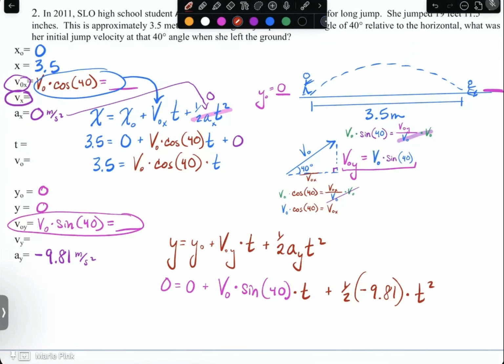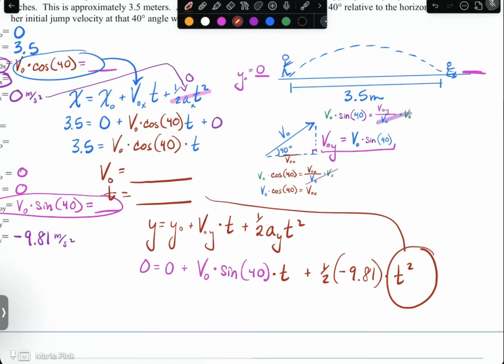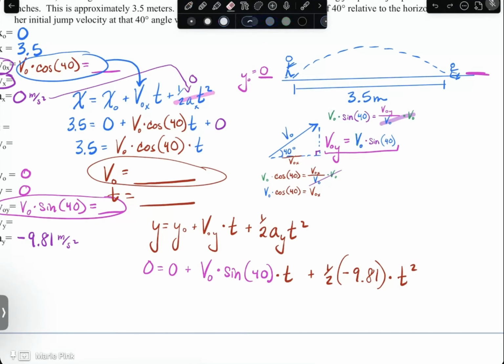So what I can do now is solve for one and put it into the other. If I solve this first equation for v naught, and I get v naught equals some stuff, that's easier than if I do time is equal to some stuff, because when I go to plug it in here, the t would get squared, and that's going to get gross. So instead, I'm going to solve for v naught because there's only one v naught, and then I'm going to put the v naught here.